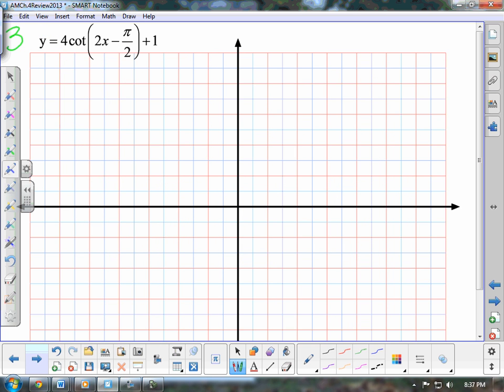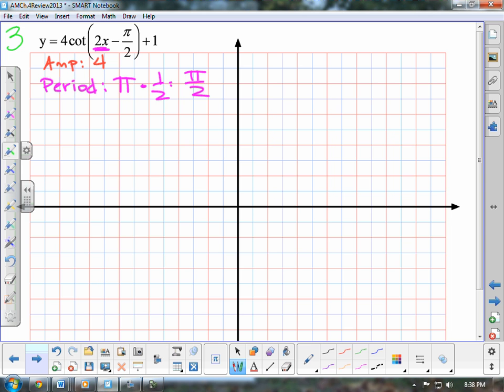Moving on to our last example. Amplitude is 4, which, because it's cotangent, really isn't an amplitude. It just tells you the stretching up and down. Period in this case is going to be pi times whatever is with the x, so pi times 1/2, which is going to be pi over 2. And the reason it's pi is because cotangent and tangent's periods are pi.